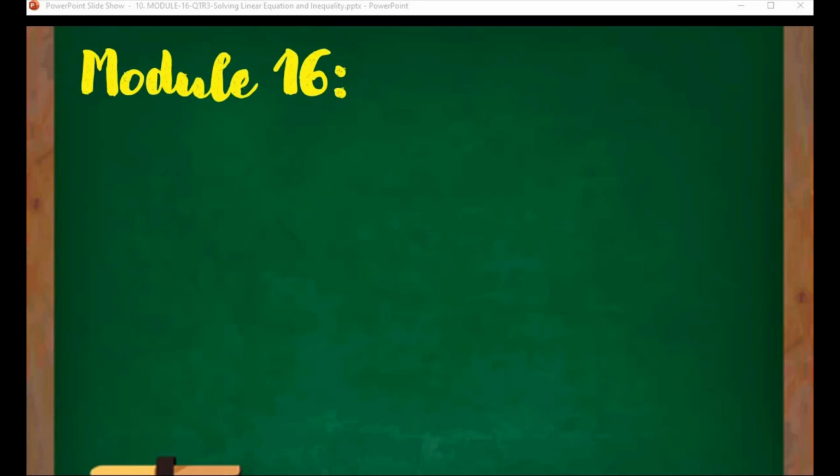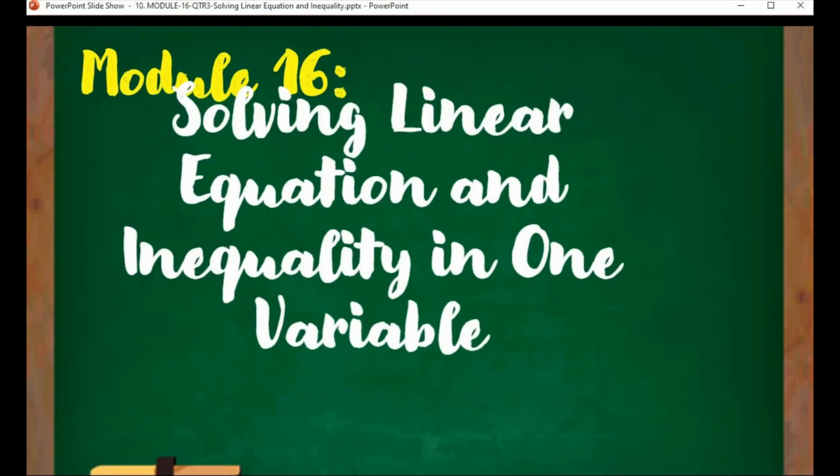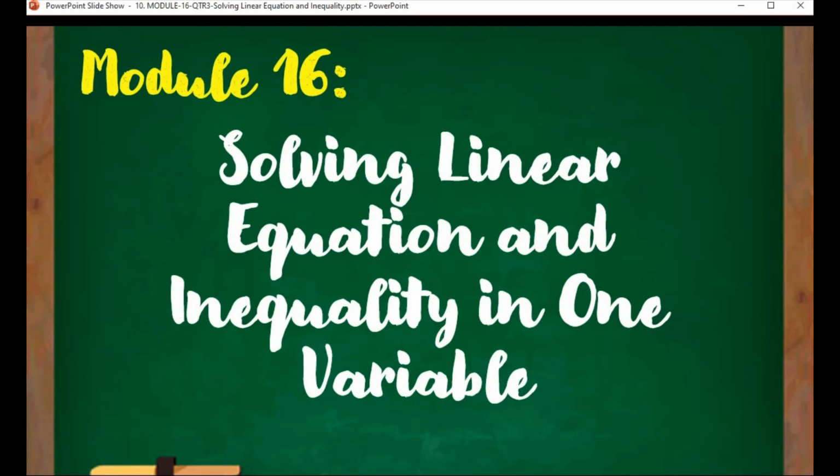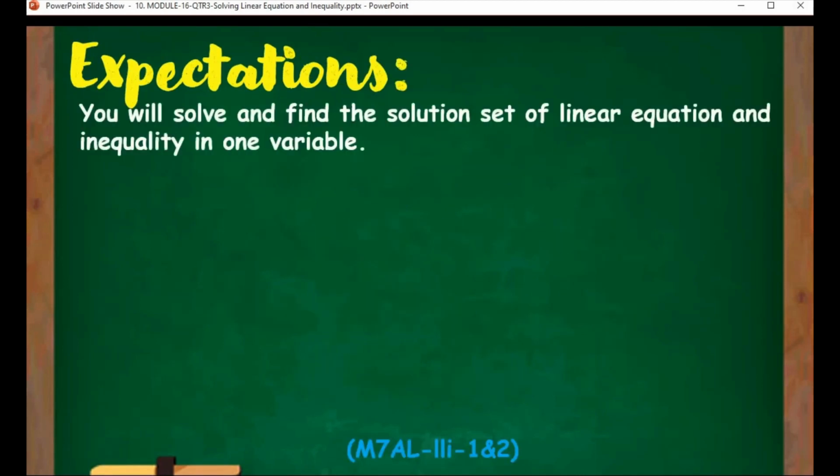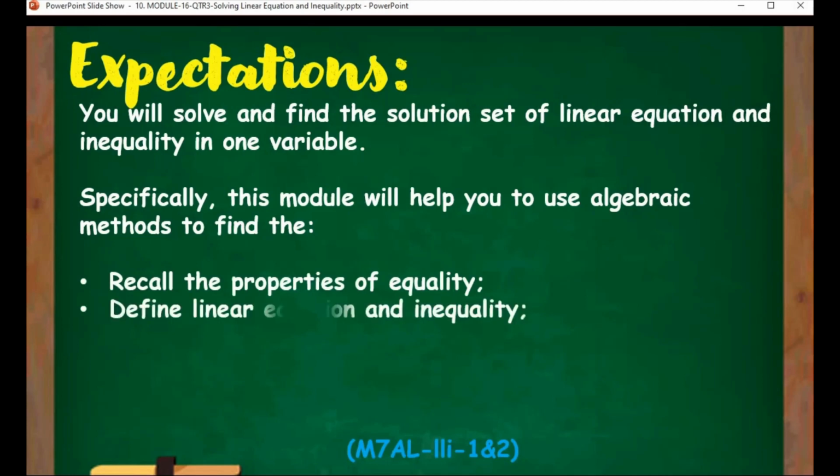Okay, so let's start Module 16. It's about solving linear equations and inequalities in one variable. Okay, so these are our objectives for today.